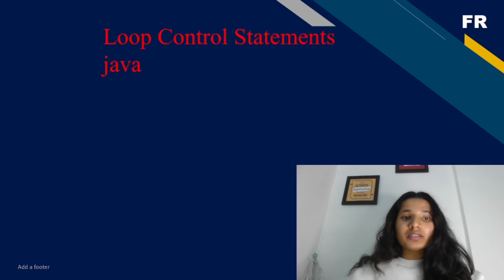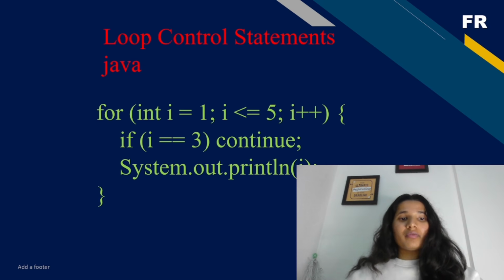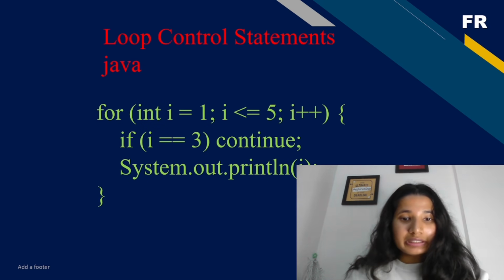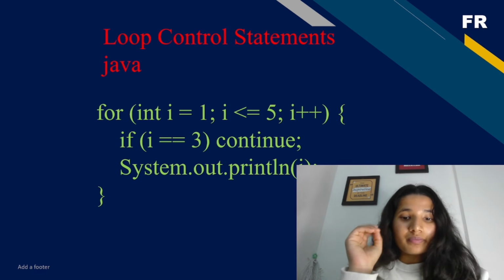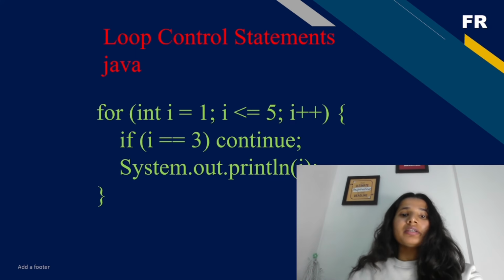Next one is loop control statements in Java. What are the loop control statements in Java? You can control a loop by using break to exit early, and continue to skip the current iteration. So let's see, if i equals 3, it is skipped. You got it?